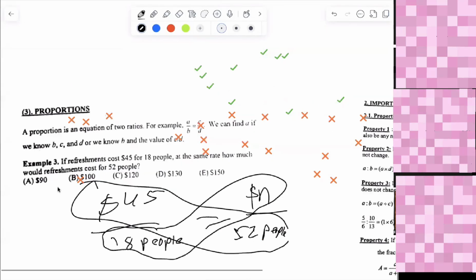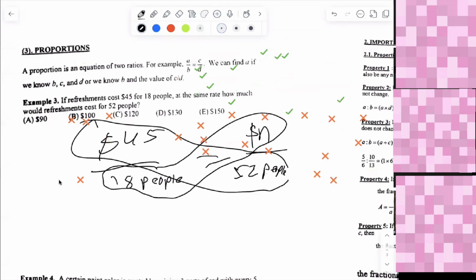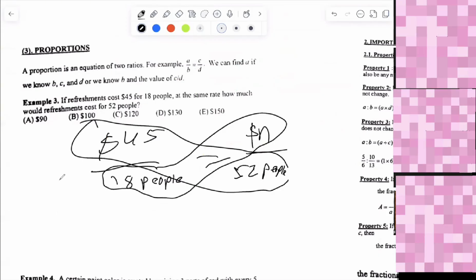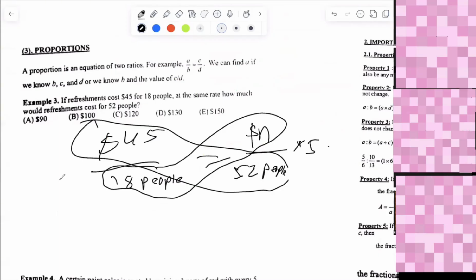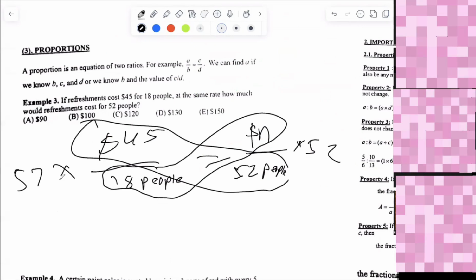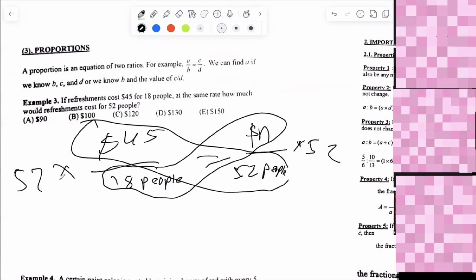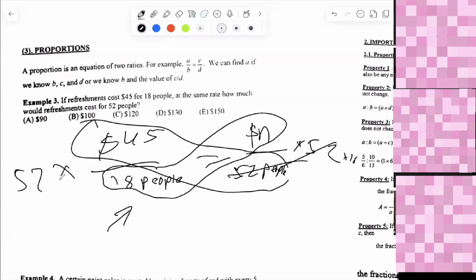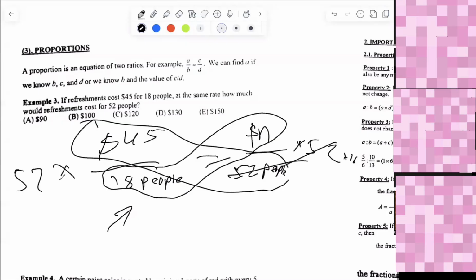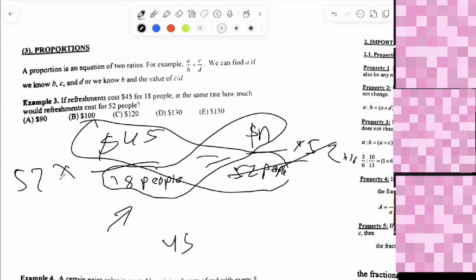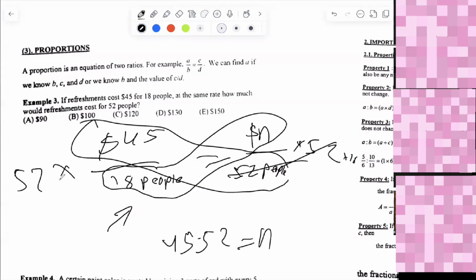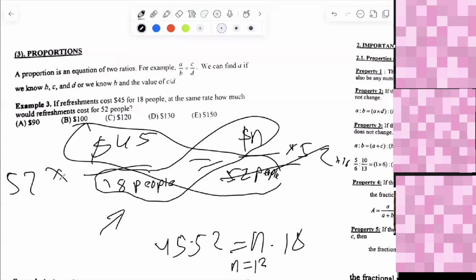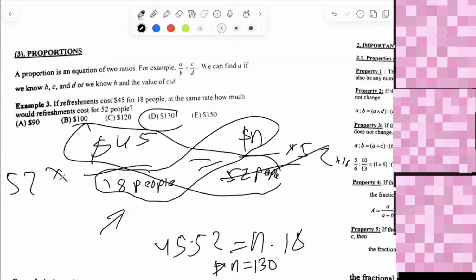A more intuitive way is to see why cross multiplying works. It's because you can multiply 52 to both sides, which cancels out the denominator 52. And 18 also to both sides, which cancels out the 18 on this side and brings 18 over to this side. If we cross multiply, that's the exact same thing. You'll end up with 45 times 52 equals n times 18. Solving gives you n equals $130, or D.